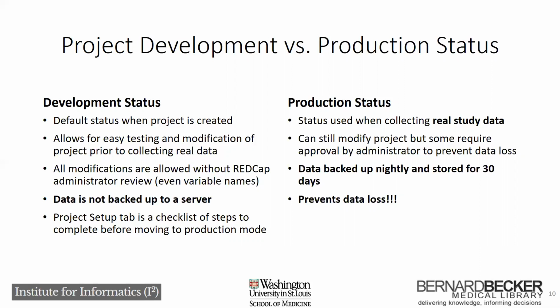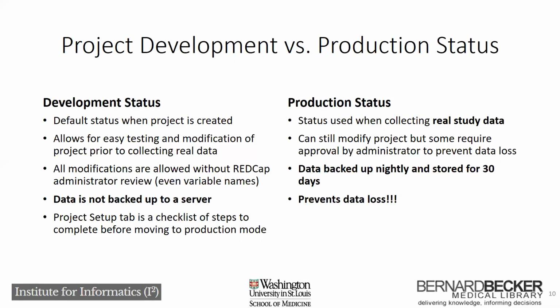And one thing I'll mention about development status, at least at Washington University, is that at that point, data is not backed up to the server. So you can collect what's kind of like practice data while you're testing, and then you can delete that data before you move to production. Once you're in production, data is backed up nightly and stored for 30 days.